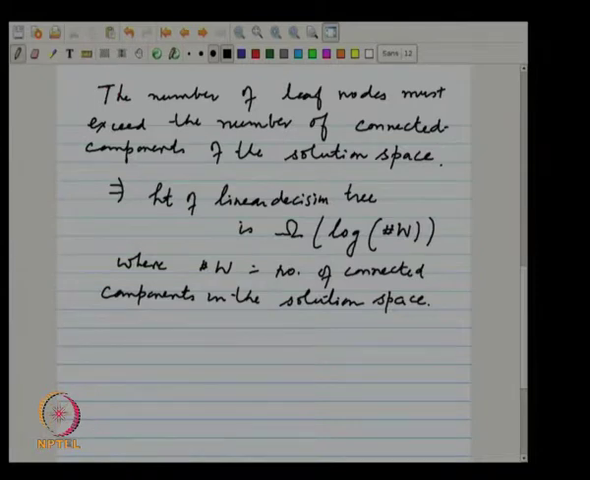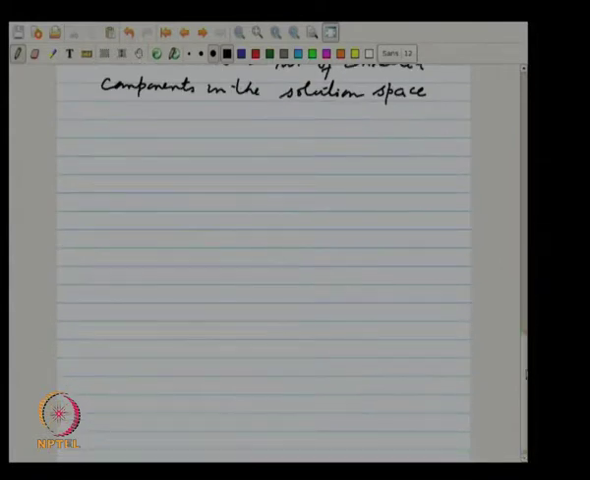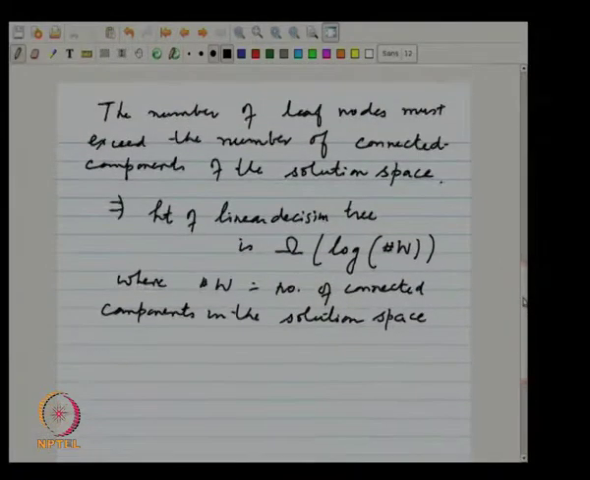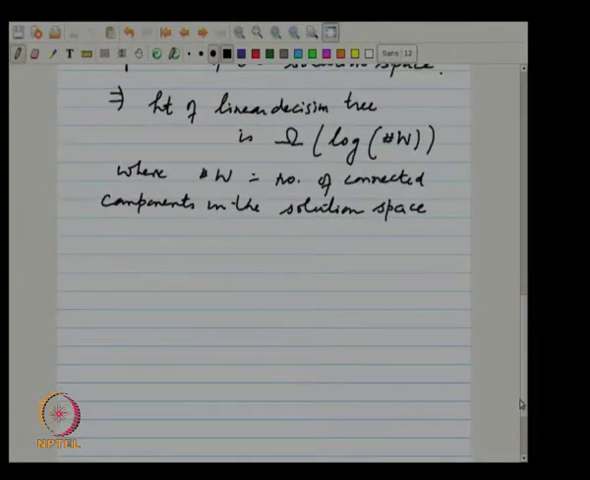So therefore, as a corollary, any linear decision tree based algorithm for element uniqueness has at least n log n comparisons, or linear inequalities. It computes at least so many linear inequalities. Okay, so far so fine. But someone comes up and tells me, "Oh, sir, we don't need to compute any linear inequalities. I will just solve the problem in the following way."